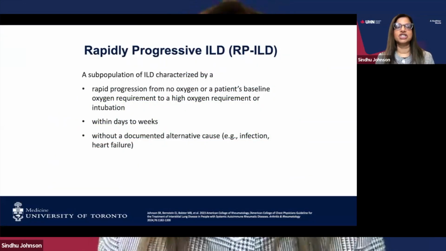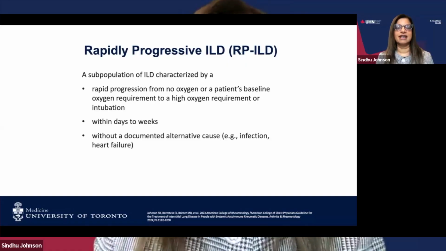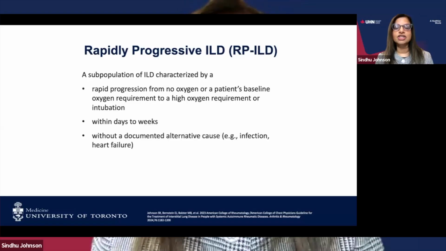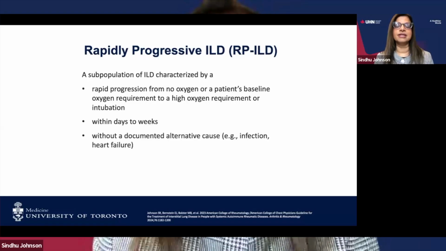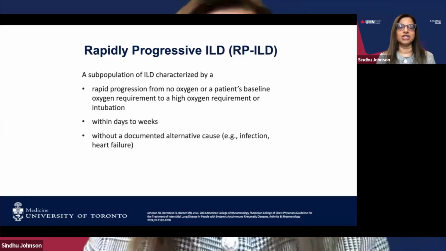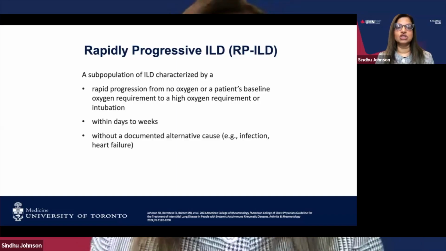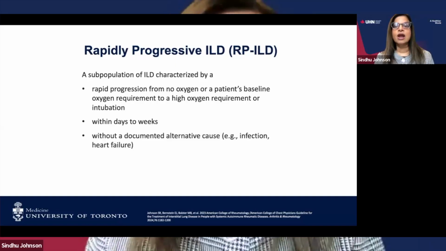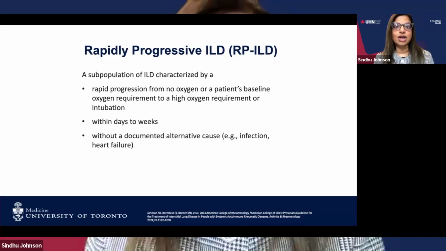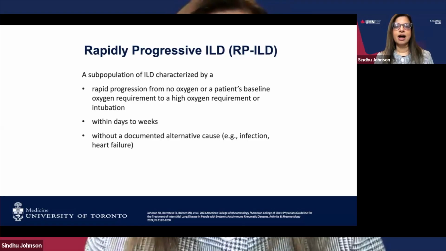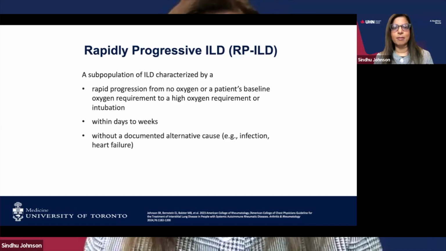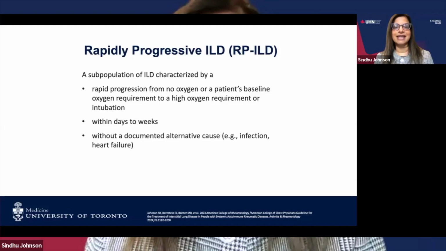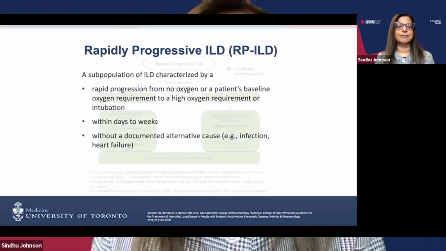The final grouping of recommendations relates to rapidly progressive ILD. That is a subpopulation of ILD characterized by rapid regression from no oxygen or a patient's baseline oxygen requirement to a high oxygen requirement or intubation. Usually this occurs over days to weeks without a documented alternative cause, such as infection or heart failure. Rapidly progressive ILD is considered a new disease of our era, and typically associated with inflammatory myositis, those who have MDA5 antibodies. However, rarely it can be seen in people with systemic sclerosis.